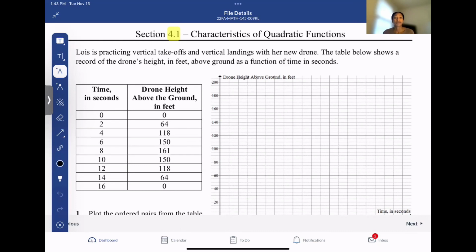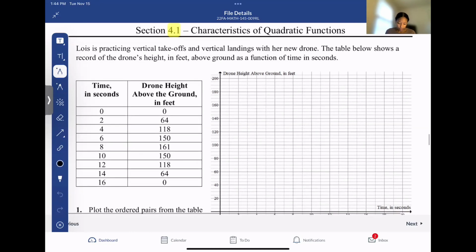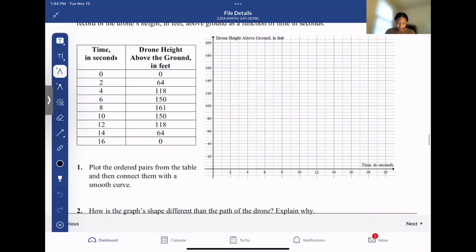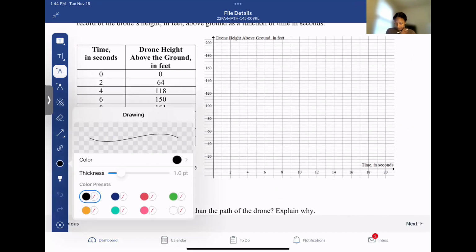So the height is increasing until it gets to a height of 161. And then notice it starts decreasing again. Goes back down to 151, 118, 64, and 0. All right, for the first problem, we're asked to plot these points. Let's add some color to our lives. We'll make it red. All right, so we'll plot the points from the table.